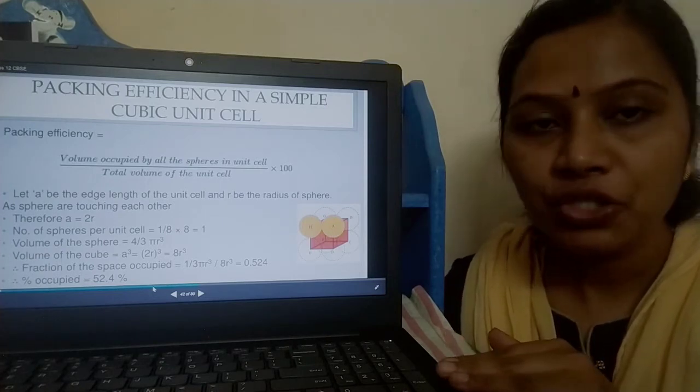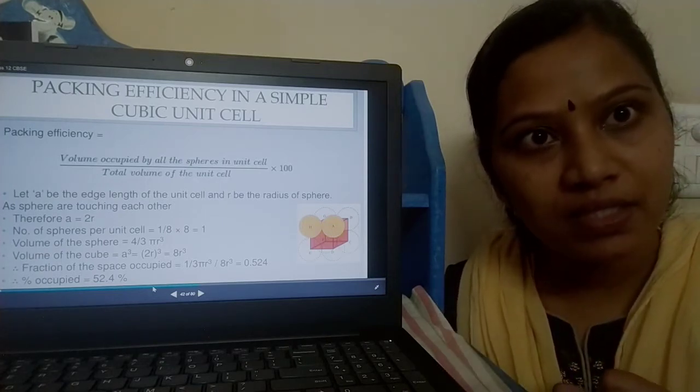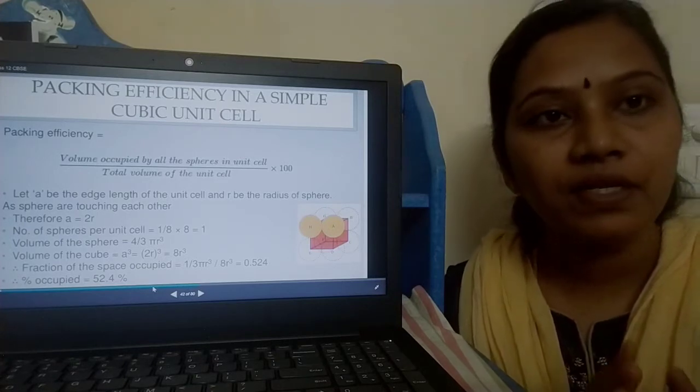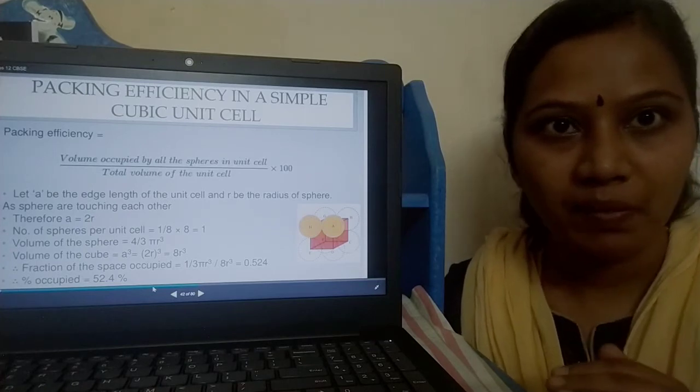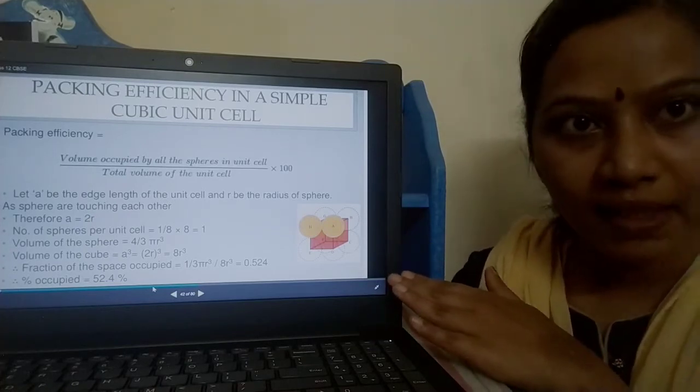So in today's session we'll be dealing with packing efficiency as well as defects. Defects are of two types, stoichiometric and non-stoichiometric. With this the chapter will be done. So let me move on to packing efficiency.